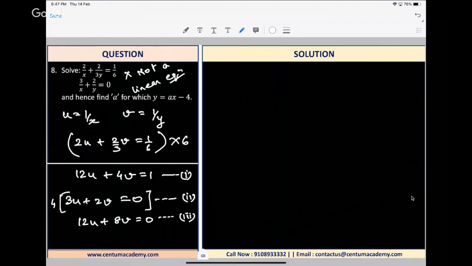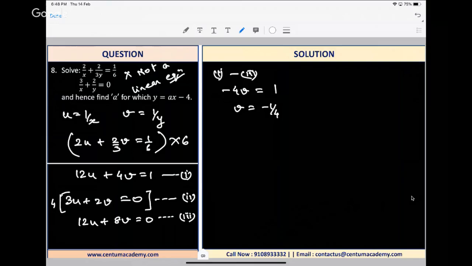Now what you do is 1 minus 3. If you do that, u will be eliminated, and 4v minus 8v is negative 4v is equal to 1 minus 0, which is 1. So v is equal to negative 1 upon 4. Okay, and then if you put v equals to this thing, you'll get u.